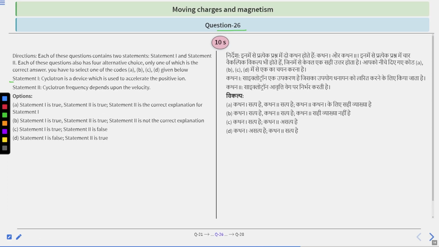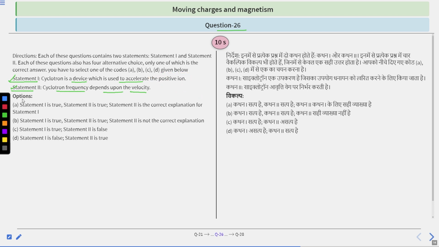Statement first: a cyclotron is a device which is used to accelerate positive ions. And statement second: cyclotron frequency depends upon the velocity. So statement first says the cyclotron is a device which is used to accelerate positive ions, whereas statement second says cyclotron frequency depends on the velocity. So based on these two statements, which option is correct?